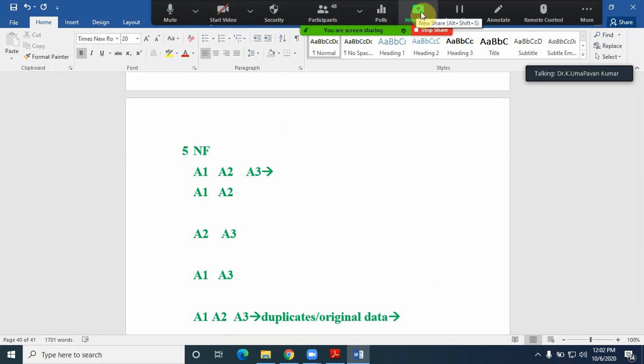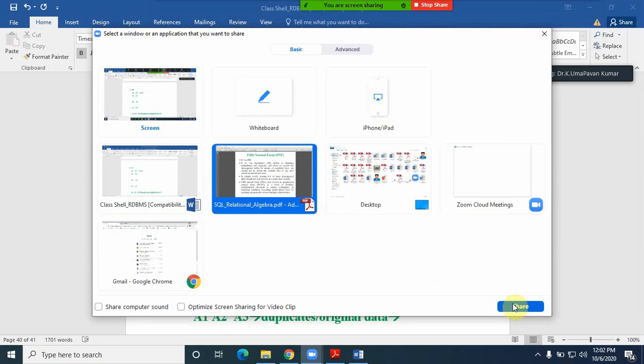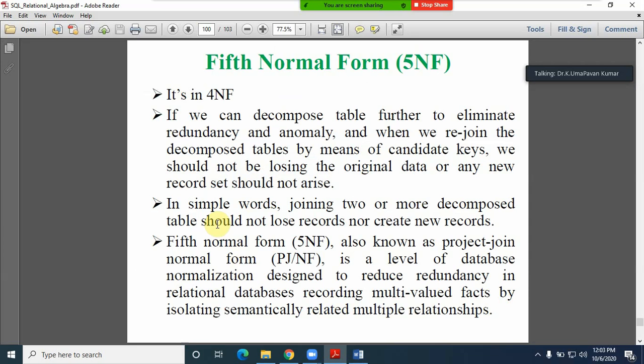Now we are seeing the definition. The same thing we can reframe. Observe here: if we can decompose a table further to eliminate redundancy and anomalies, and when we rejoin the decomposed tables by means of the candidate keys, we should not lose the original data, or any new record set should not arise. It means, friends, the data should not be lost.